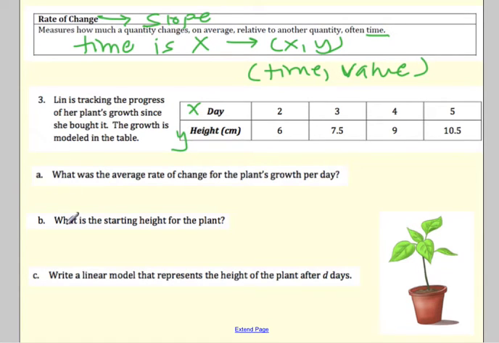So example 3: Lynn is tracking the progress of her plant's growth since she bought it. The growth is modeled in the table. It says, what is the average rate of change? So get used to seeing this, average rate of change for the plant's growth per day. Average rate of change means to find the slope. There's a few ways that you can do this.